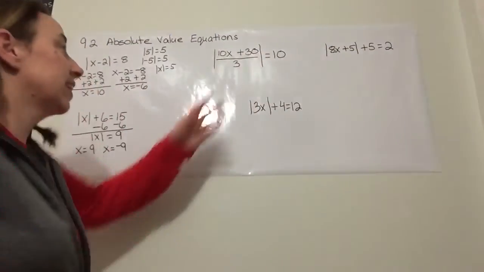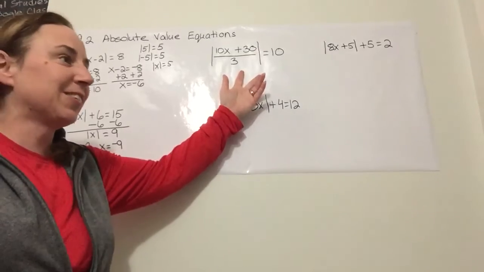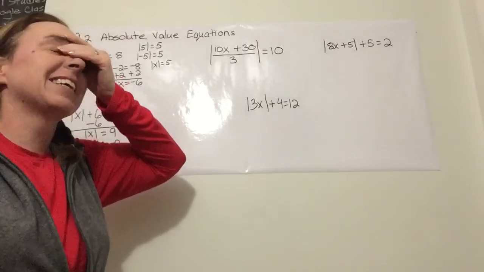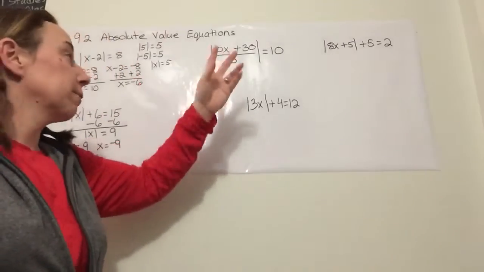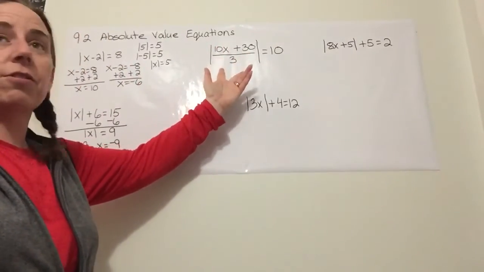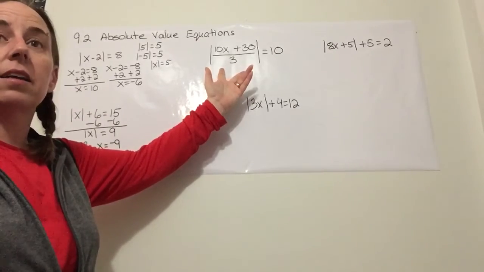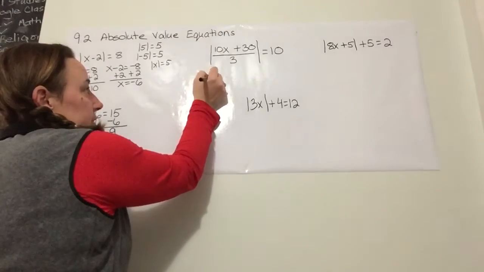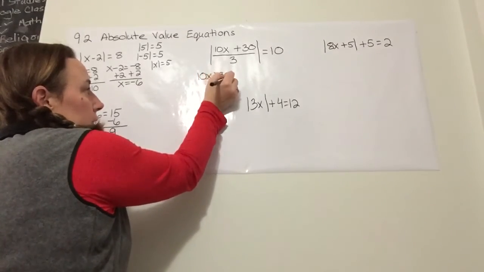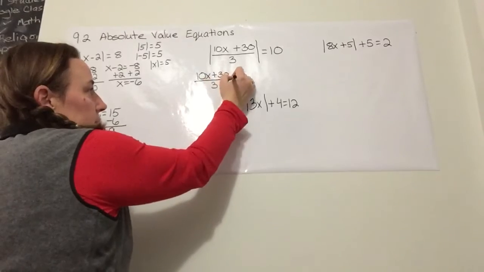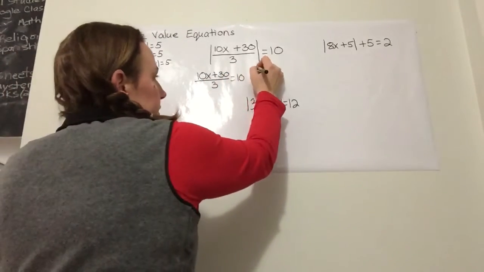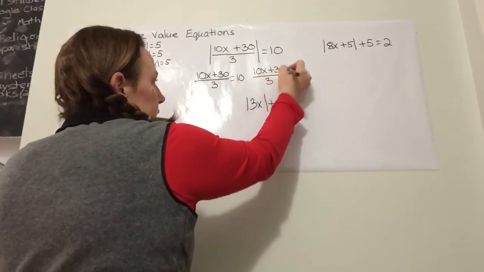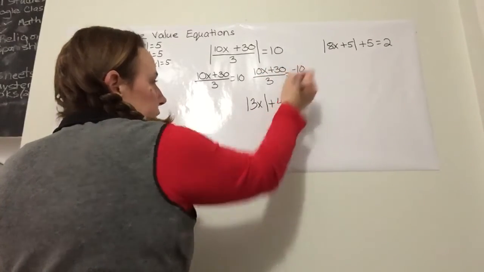So, here, I take this whole thing. It's the absolute value. Okay. The absolute value is the only thing on this side. So I can break it up into 10x plus 30 divided by 3 is equal to 10. And 10x plus 30 all over 3 is equal to negative 10.